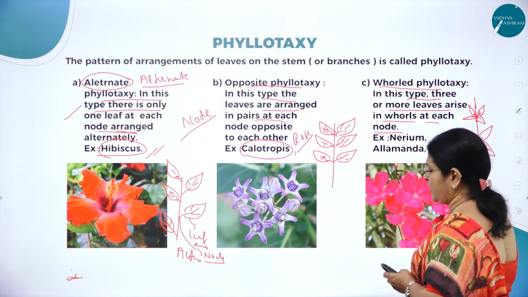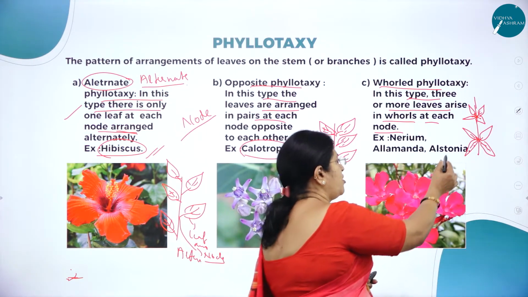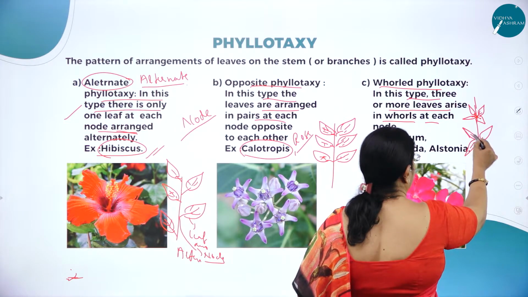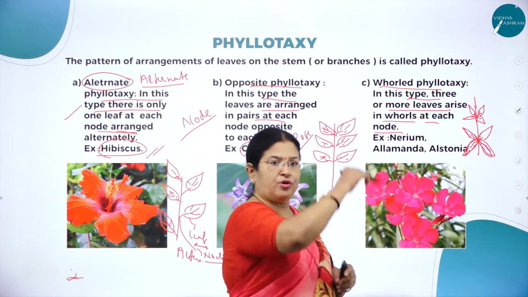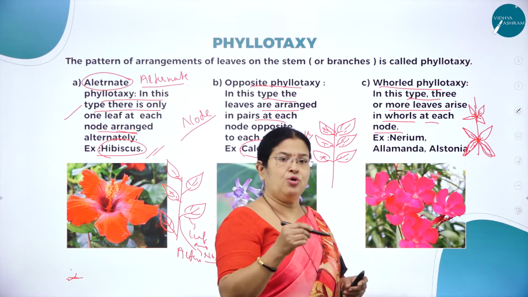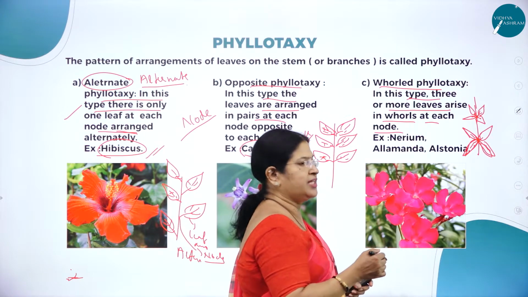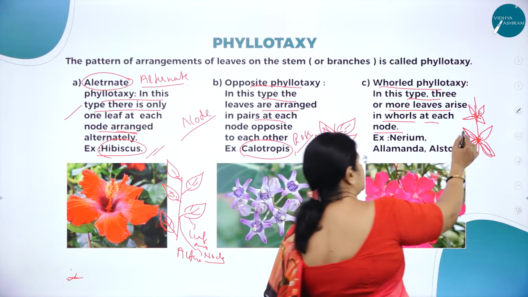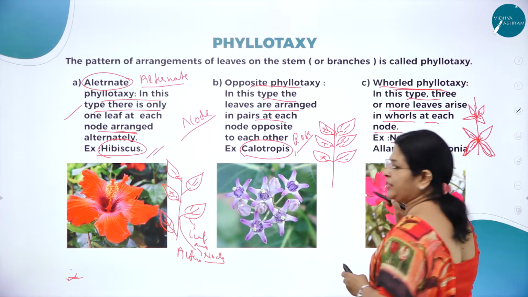From here you can see the difference. Here you can see the difference. From one node, you can see two or three leaves arising from a common node. Whorled means from all the four sides. So from all the four sides, you can see the leaves arranged. Such a type of arrangement is called whorled Philotaxy. Example you can take Nerium.